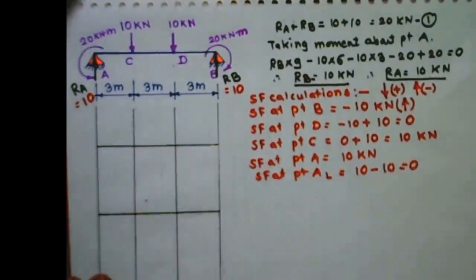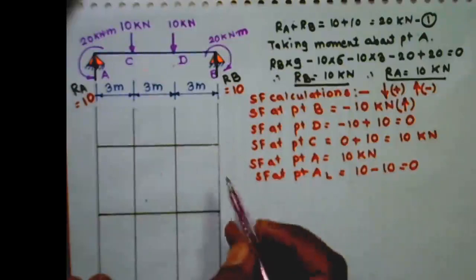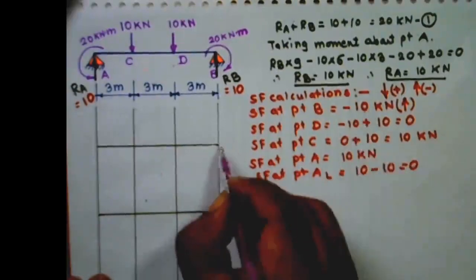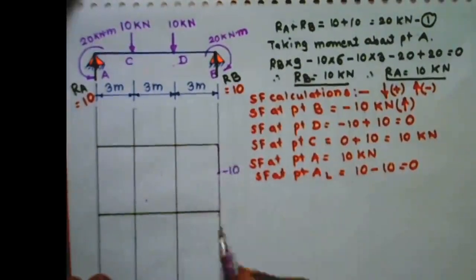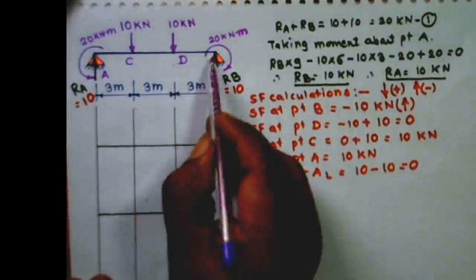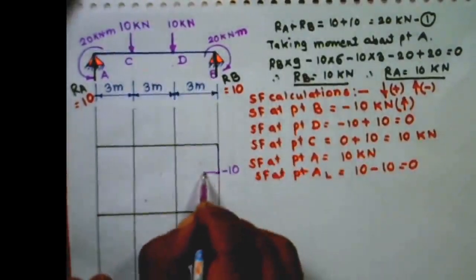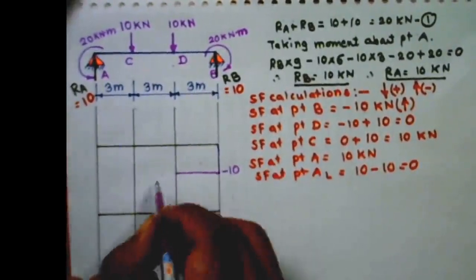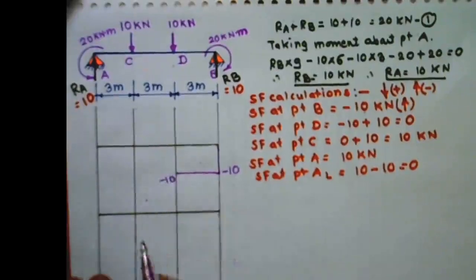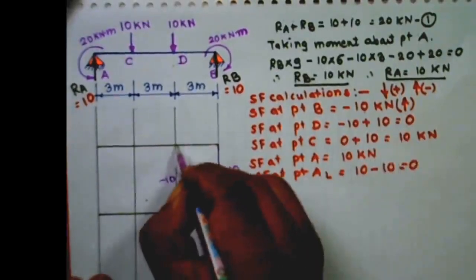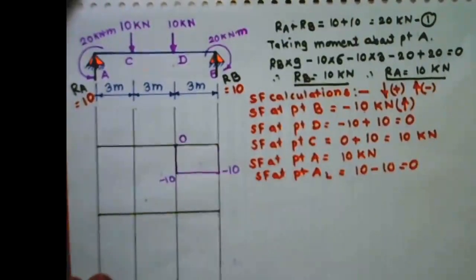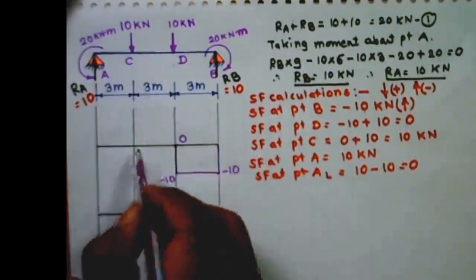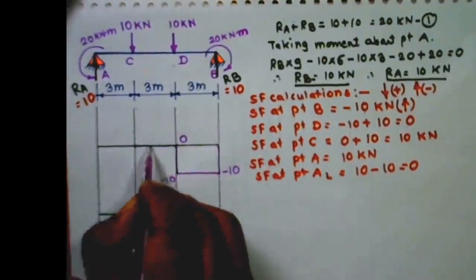Okay, so come to the points to plot the diagrams. At point B shear force is minus 10. Between the points B and D there is no load, so there is a horizontal line. So again here this value will be minus 10. At point D it becomes 0. At point D it is added, so that value will be 0. Between the points D and C there is no load. Again there is a horizontal line.